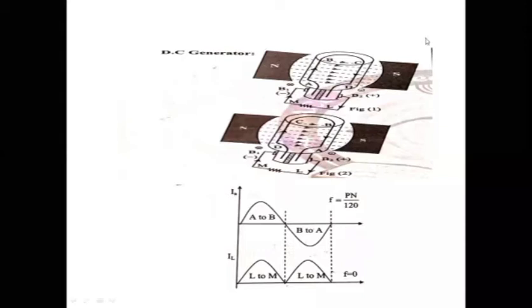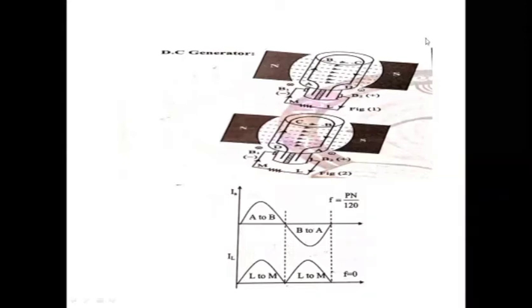The figure shows how we obtain a DC voltage from a DC generator. Initially we get an AC voltage which has a frequency given by P n by 120, where P is the number of poles and n is the speed of the conductor, divided by 120. The final output will be DC only. Initially we get AC, then DC.